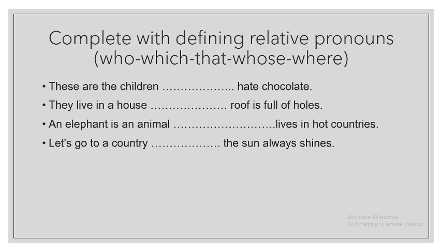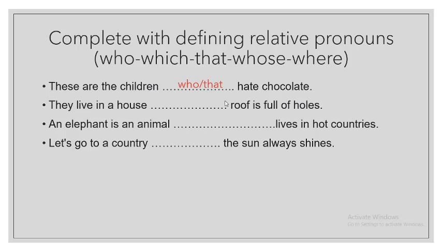Complete with defining relative pronouns: who, which, that, whose, or where. See here in the first example. These are the children who hate chocolate. The children here are a person or an object? Yes, it's a person. So we will use what? Who or what? That. Great.